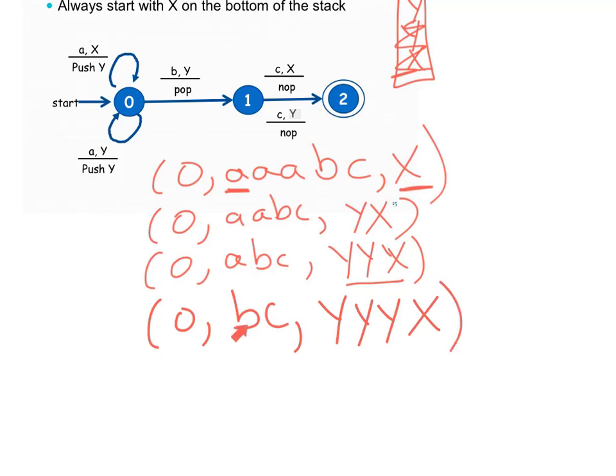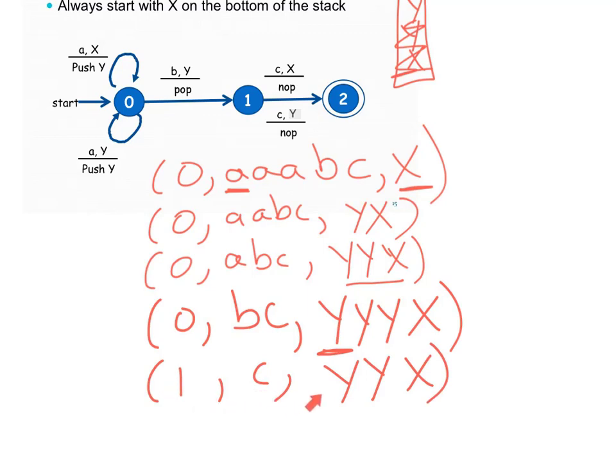Now I have the letter B up next and a Y at the top of the stack. So I can't take this one, but look, B and a Y at the top of the stack. And it says after you take this transition, pop. So I am at state 1, process the B. So now I just have C and I pop. I'm going to pop that Y off the top of the stack, and I end up with 2 Y's and an X on my stack. And now I'm at state 1.